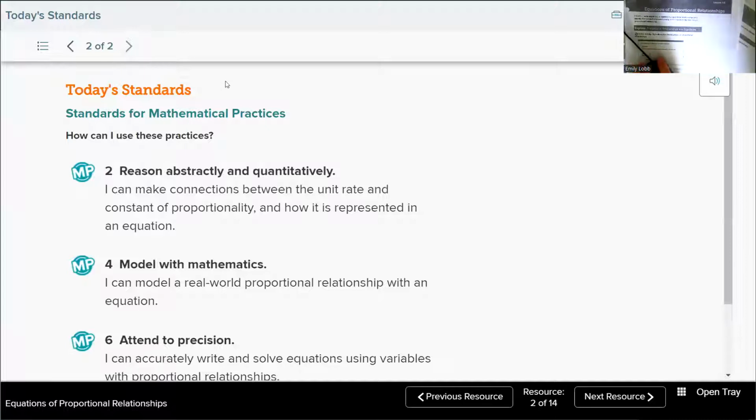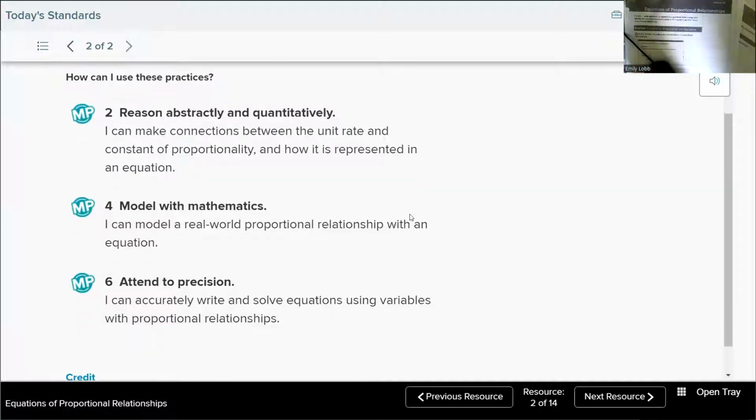Math and science are very interconnected, right? All right, 7th graders.